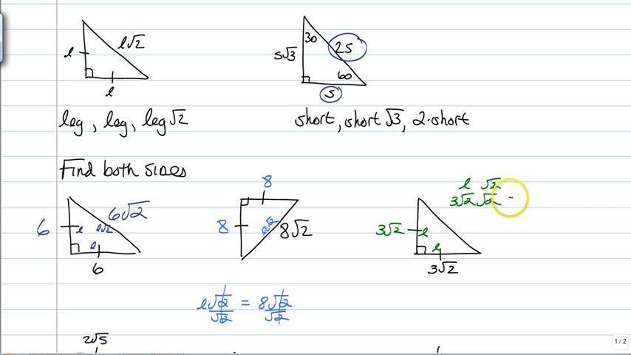3 root 2 times root 2 is 3 root 4, because the square root of 2 times the square root of 2 is the square root of 4. And we know that the square root of 4 is 2, so that's technically equal to 3 times 2. This is actually equal to 6. So you do have to have some radical skills to do special right triangles. Okay?